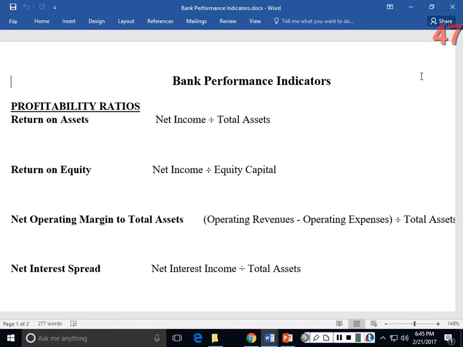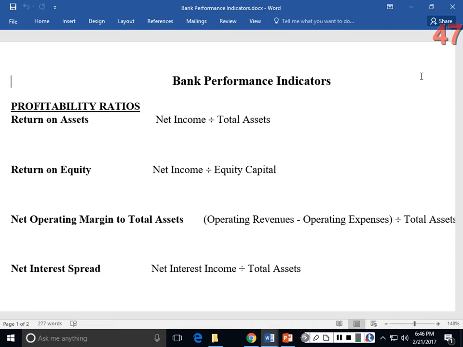Now, this is going to be interest income minus interest expense. Yeah, you got it backwards. And then this is going to be non-interest income minus non-interest expense. So when you see the word net there, that tells you you have to subtract one from the other.